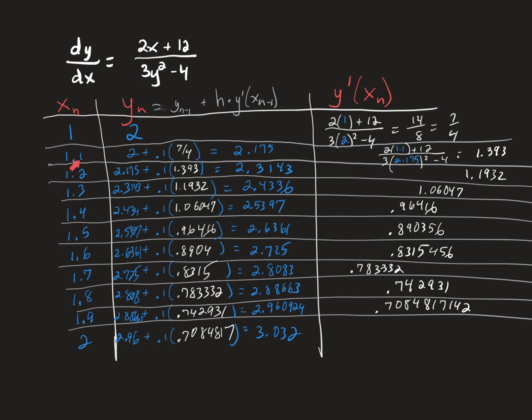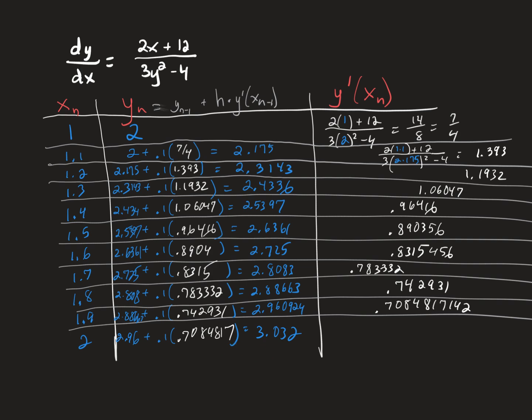All right, when we use the x value of 1.1 and the y value of 2.175, and we use this formula again, our slope is about 1.393. So using that, the next y value will be the previous one plus h times that slope. And doing this all the way down to 2.1 at a time, I use my calculator, and I end up with, when x is 2, we estimate that the solution for y will be about 3.032.